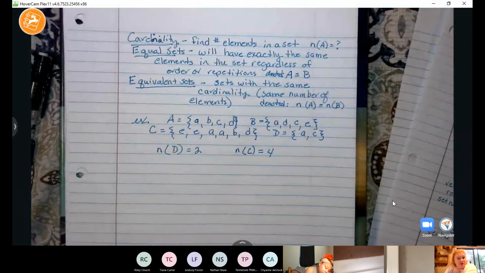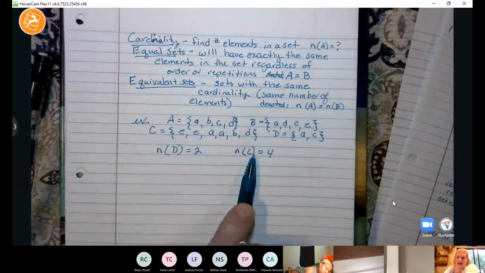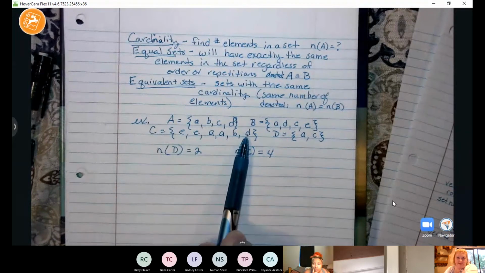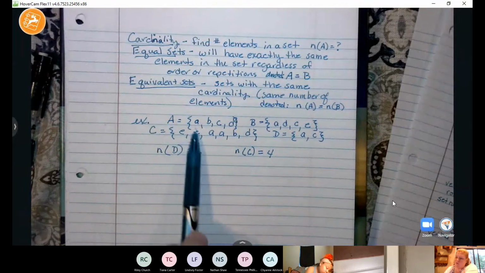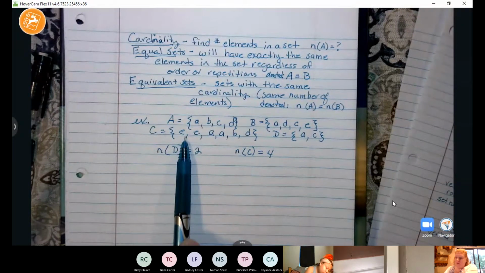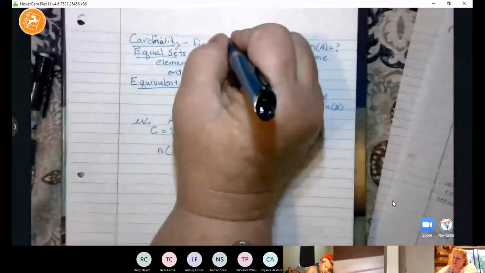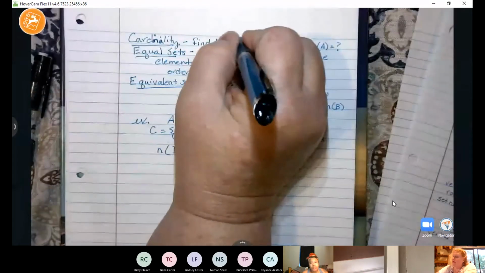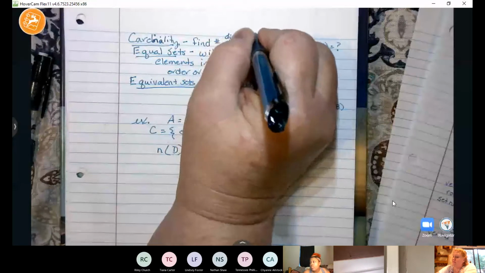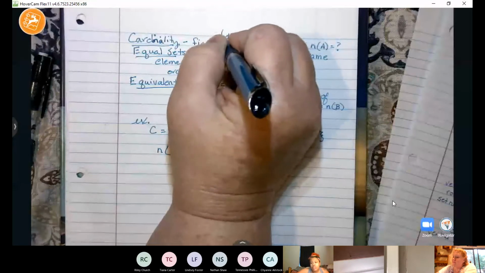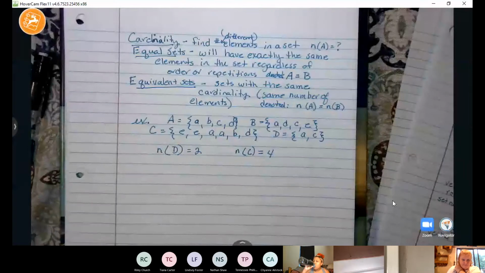Does that make sense? Do you understand when you're counting cardinality? If the elements repeat, we only count one element. So we're counting cardinality as the number of different elements. And maybe that should be included here to help distinguish that. How many different elements are in the set? So if it repeats, we still only count it once.